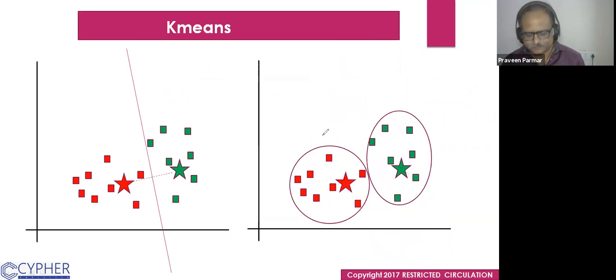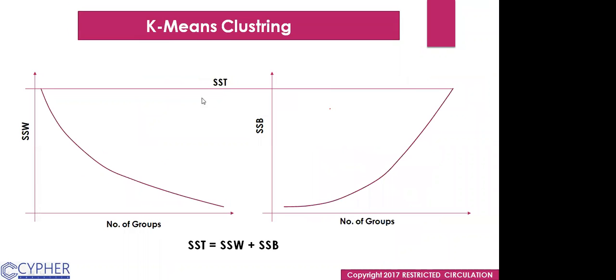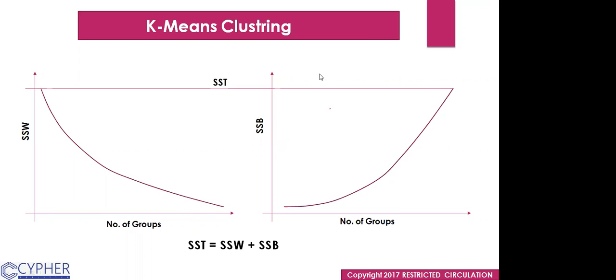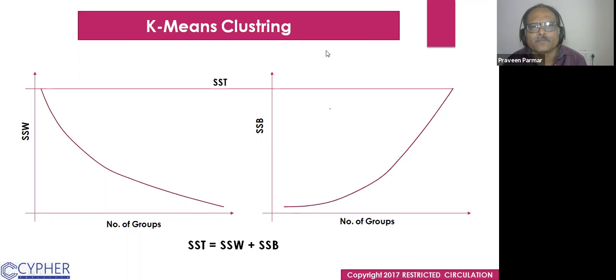So here I will explain that again. This is the SSW against the number of groups. If the number of groups increases, you see here very carefully, the sum of square within decreases, because you are going towards single observations, no? Number of groups increasing means you are going towards single observations, or not? I will tell you that thing. Just a moment.